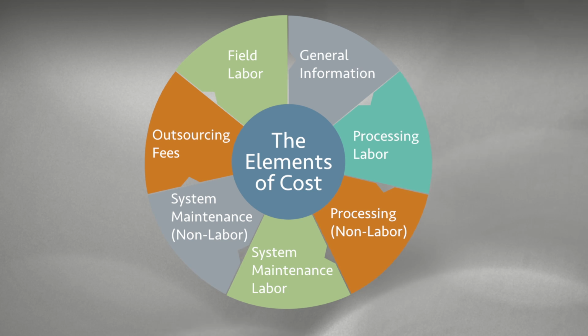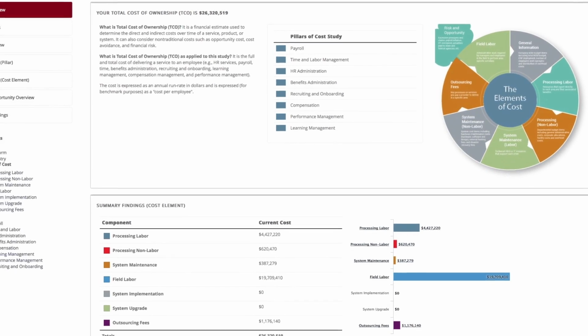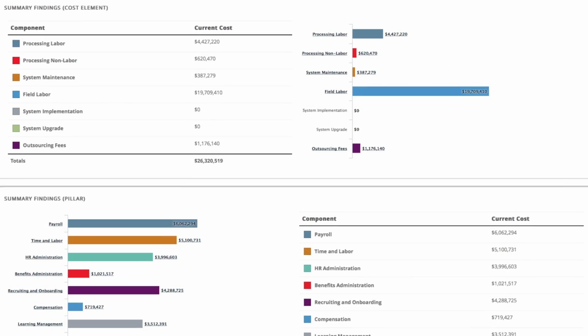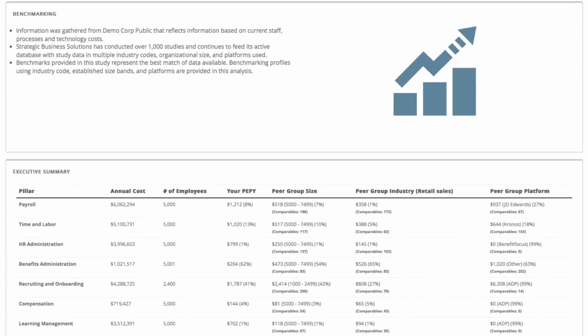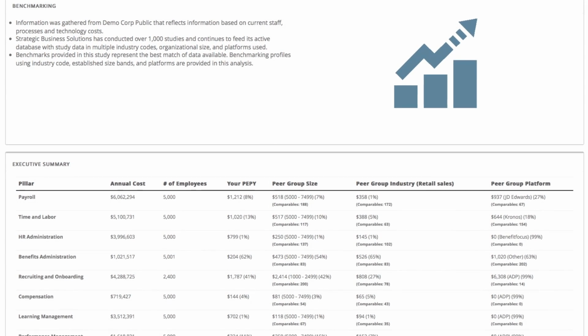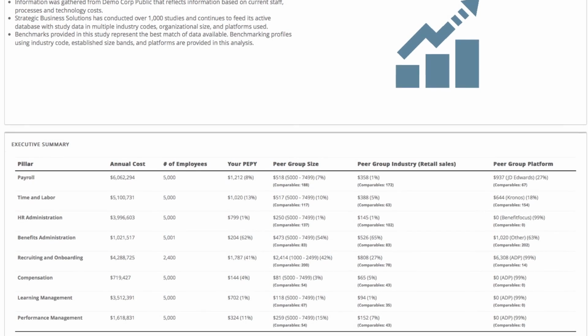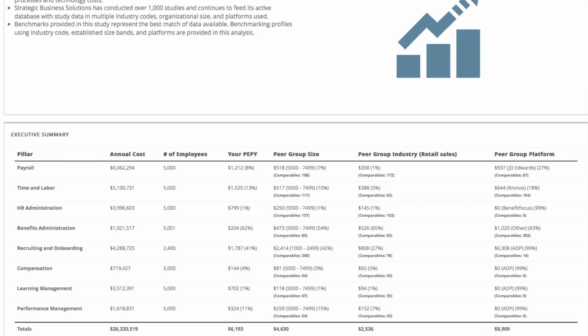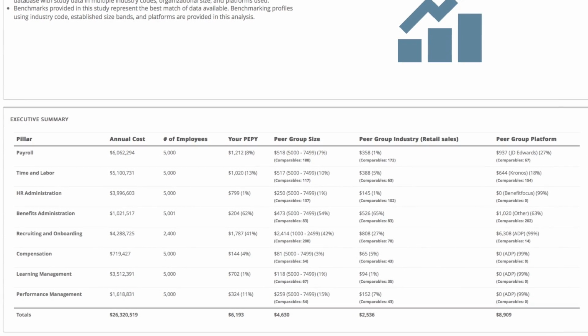Once all costs are collected, SBSI produces a report that can be shared with your organization. The report clearly articulates the purpose of the study, provides costs by element of cost area, a breakdown of costs by pillar, and a high-level benchmark comparison of your per employee, per year costs compared to 3 benchmark levels: organizations of a similar size, organizations of similar industry code, and organizations leveraging the same technology platform in a given area.